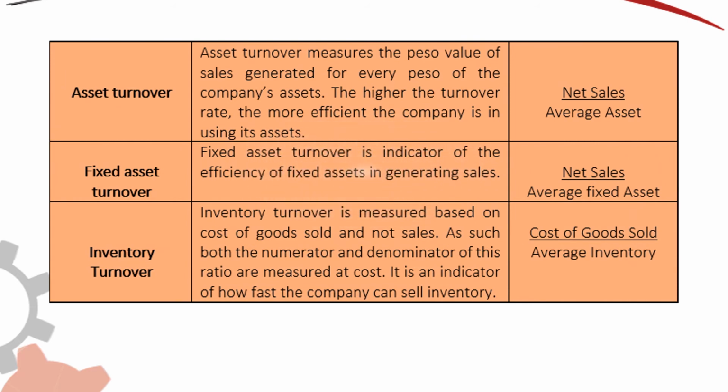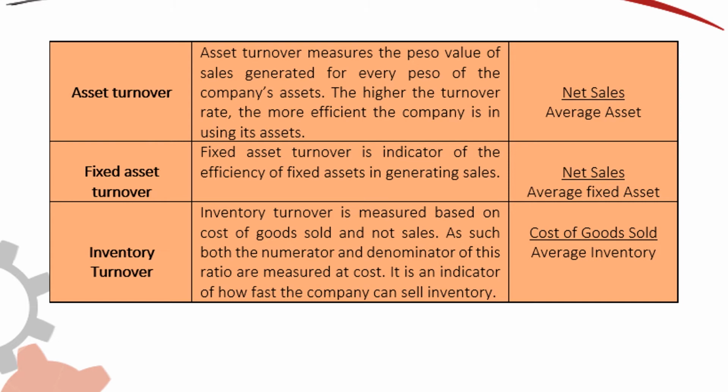The first turnover ratio is the asset turnover. This measures the peso value of sales generated for every peso of the company's assets. The higher the turnover, the more efficient the company is in using its assets. The formula is net sales over average assets.